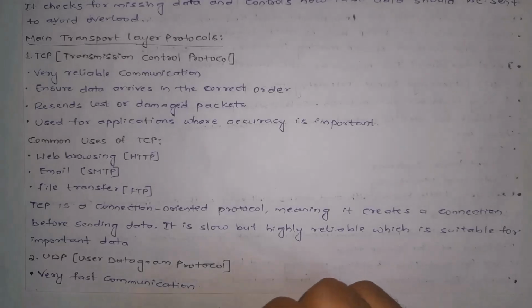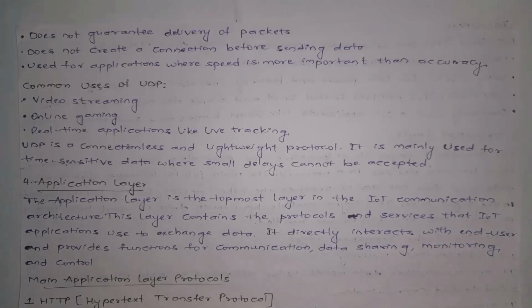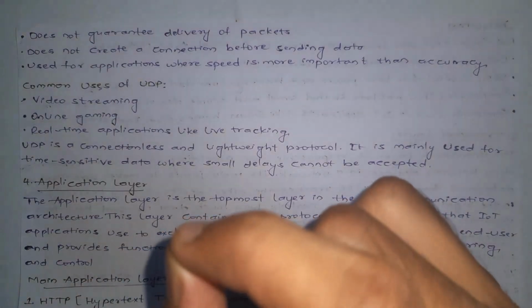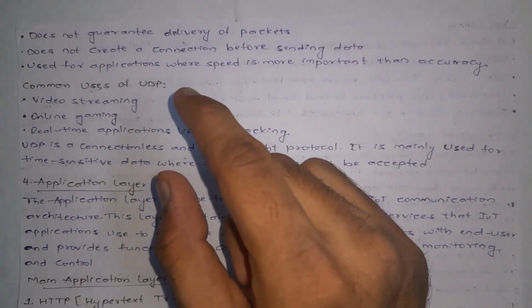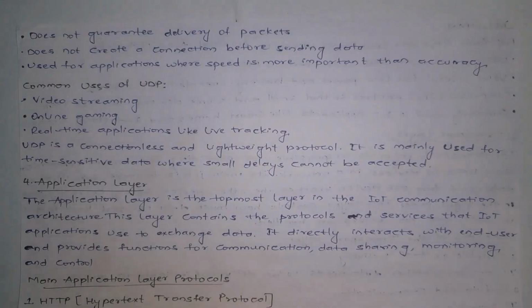UDP is very fast compared to TCP because without establishing a connection, data is directly transferred to the receiver. So UDP is connectionless. As the connection is not established first, there is no guarantee that data will be transferred to the receiver successfully. So we use UDP in applications where speed is more important than accuracy. There are some common uses of UDP. The first ones are video streaming, online gaming, and real-time live tracking. In all of these we use UDP.